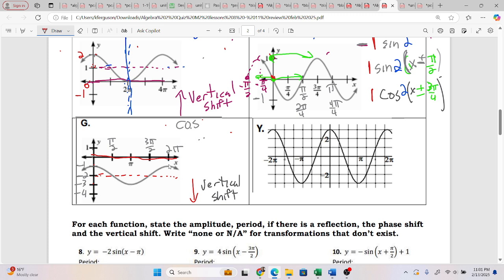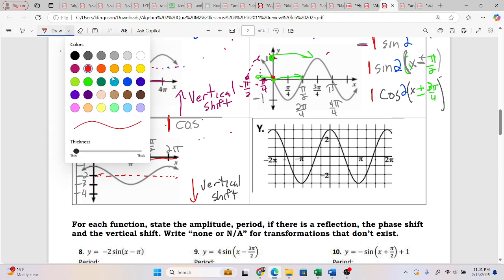Back to the midline, high point. So if my midline is at -2 and my high point is at -1, that's a difference of 1 unit. So my amplitude is 1. Doesn't matter if it's negative, amplitude is always positive. So my amplitude is 1.